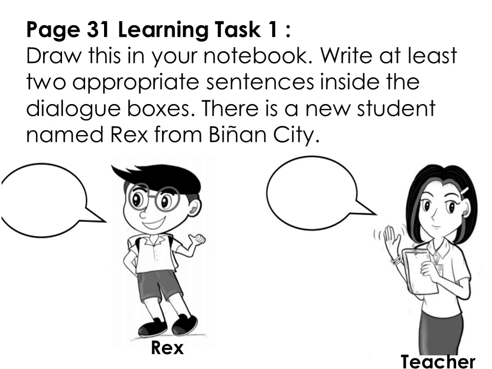So there is a new student named Rex from Binyan City. Okay, you just have to write what will they say to one another. So Rex is there and the teacher is there. Just write in your notebook, page 31, learning task 1, and then draw Rex and the teacher, and then make a dialogue box on what they are going to say to one another. Okay?